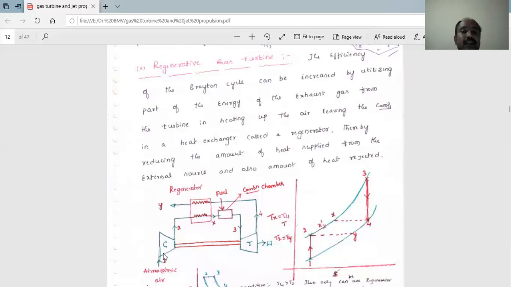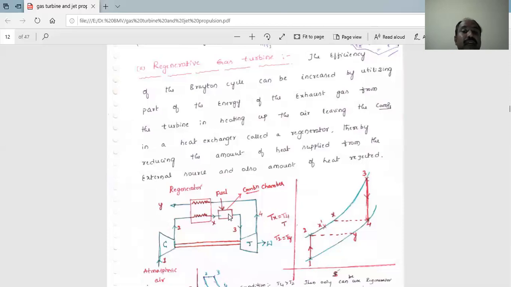The regenerative gas turbine consists of a compressor, regenerator, combustion chamber and turbine. Here the exhaust gas is used to reheat the compressed air coming from the compressor. The preheating takes place here, and the preheated air is passed to the combustion chamber. Here the amount of heat added in the combustion chamber is reduced.